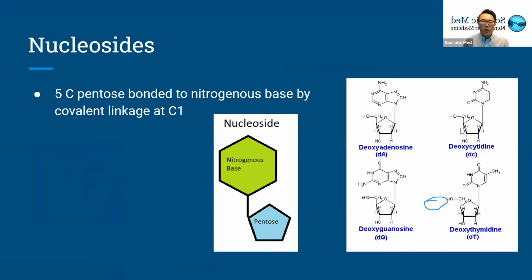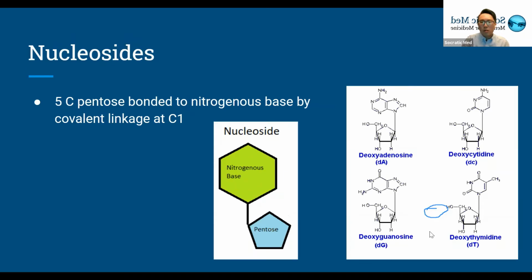So what happens when you bind the pentose to the nitrogenous base? You get a nucleoside. When you bind a 5-carbon pentose to the nitrogenous base, the nitrogenous base is covalently linked to the 5-carbon pentose at the C1 position. And then on the right, I also have the structure of the 4 deoxyribonucleosides for DNA.